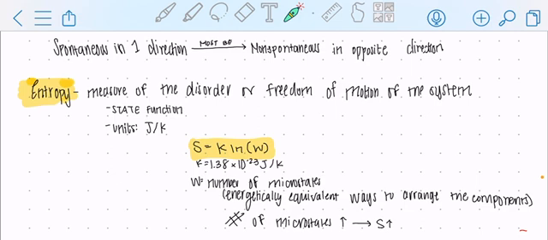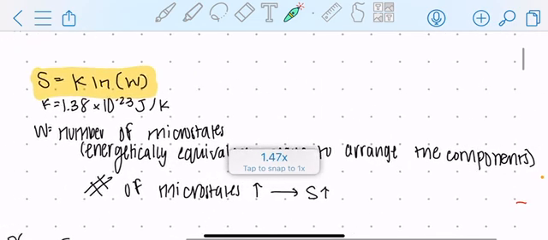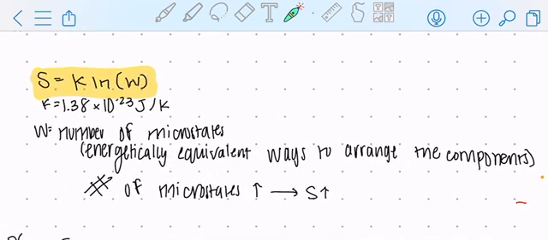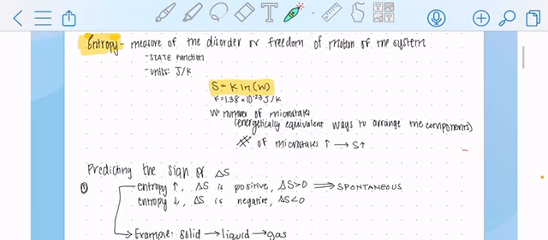Entropy is a measure of disorder or freedom of motion of the system. It is a state function, and its units are joules per Kelvin. The equation to describe entropy is S equals k ln W. k is a constant. It is 1.38 times 10 to the negative 23 joules per Kelvin. Ln is just the natural log function, and W is the number of microstates. These are energetically equivalent ways to arrange the components. As the microstates increase, S increases, or the entropy increases. And that's all you need to know about that concept.